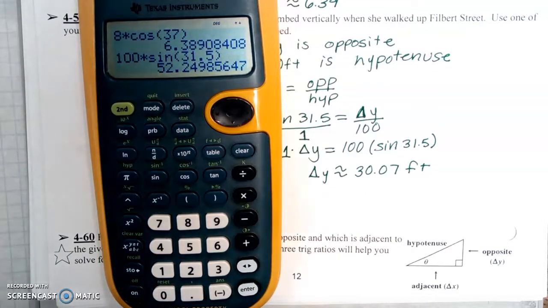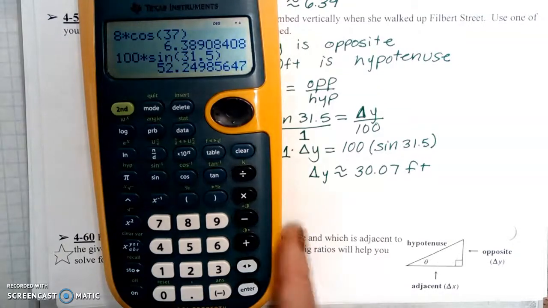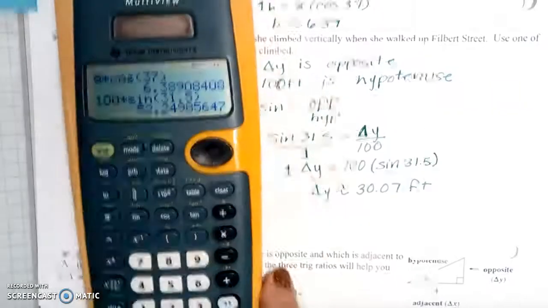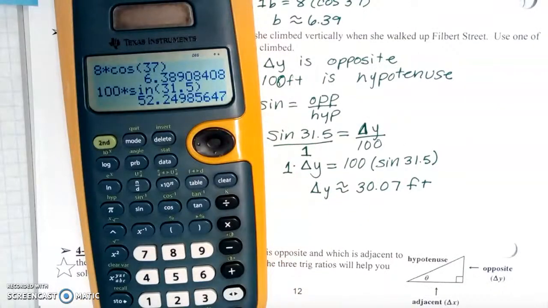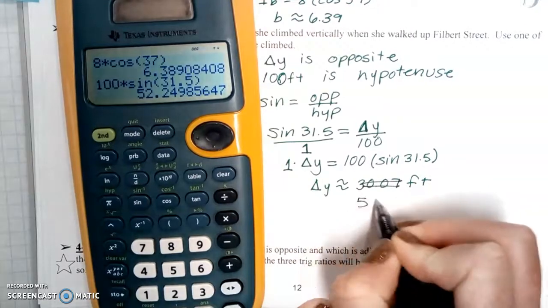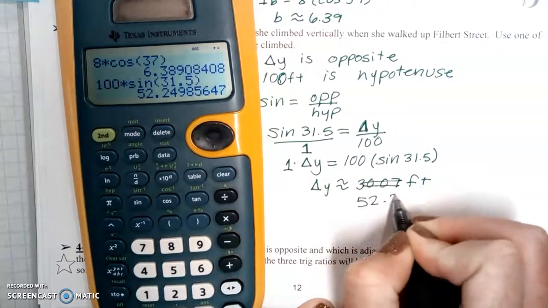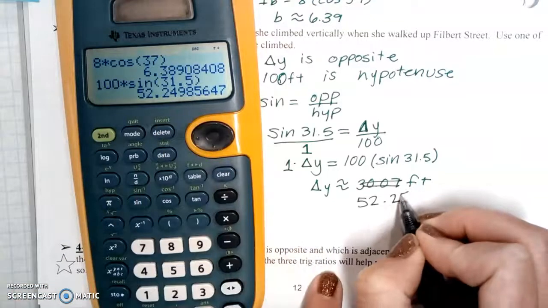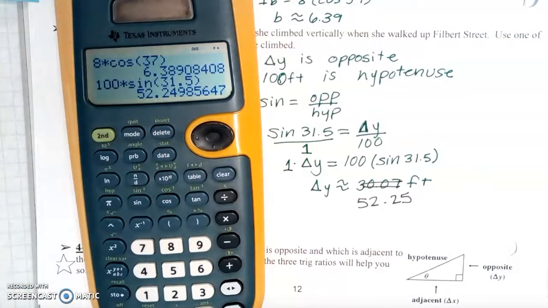Oh, did I write down the wrong answer? Did I do something wrong? No? I wrote down the wrong answer. This should be not that, 52.2. There's a 4 there, but next to it's a 9, so we have to round up to 5.